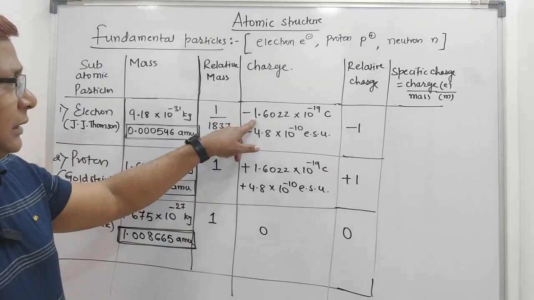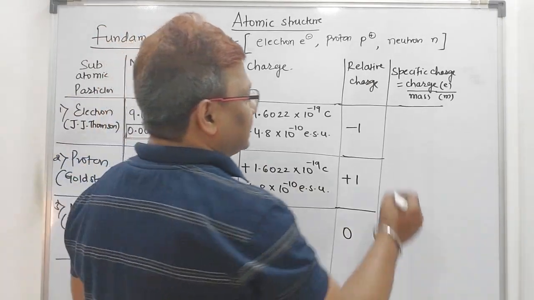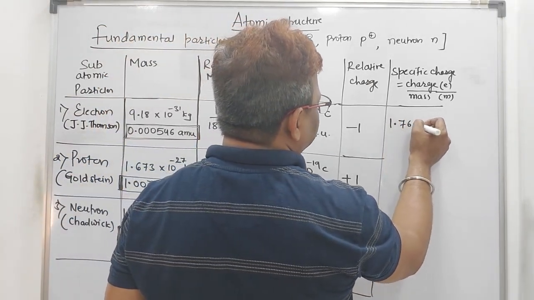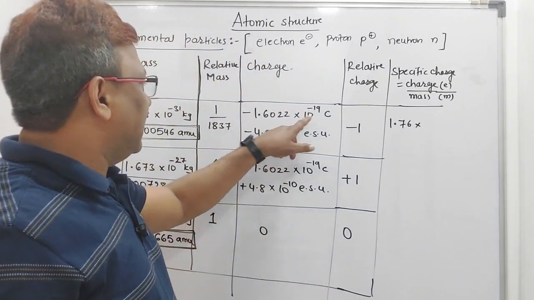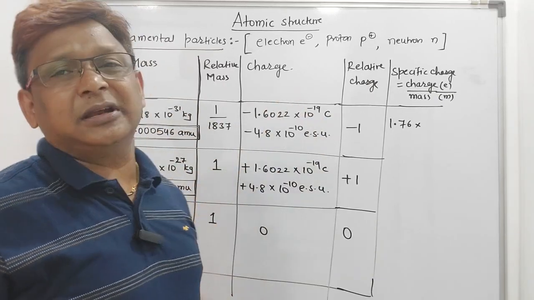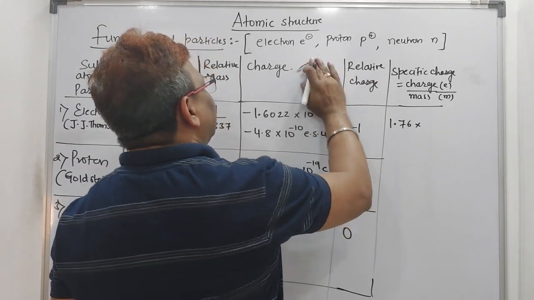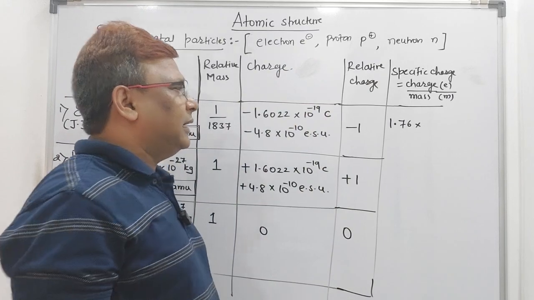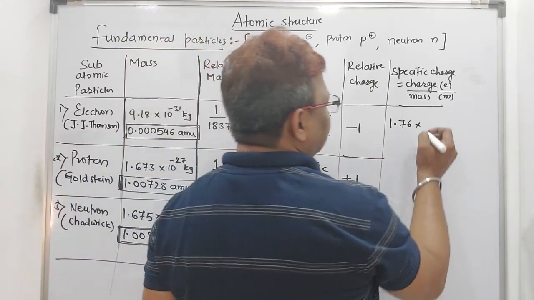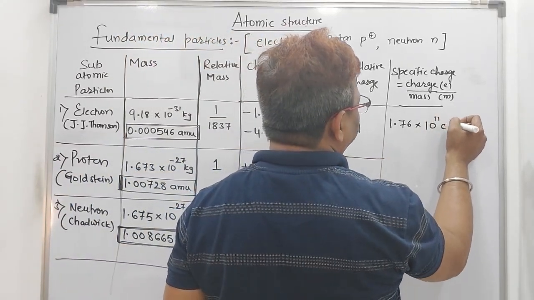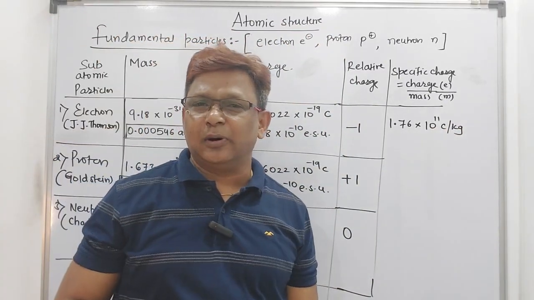Now take the charge of the electron and the mass of the electron; if you do this E by M value for the electron, the value we get is 1.76 into 10 to the power of 11 coulomb per kg. Minus 19 and minus 31 goes to plus 31, 31 minus 19 gives 12, so 0.176 into 10 to the power of 12 means 1.76 into 10 to the power of 11 coulomb per kg. We can solve it, but the better way is to remember 1.76 into 10 to the power of 11 coulomb per kg.